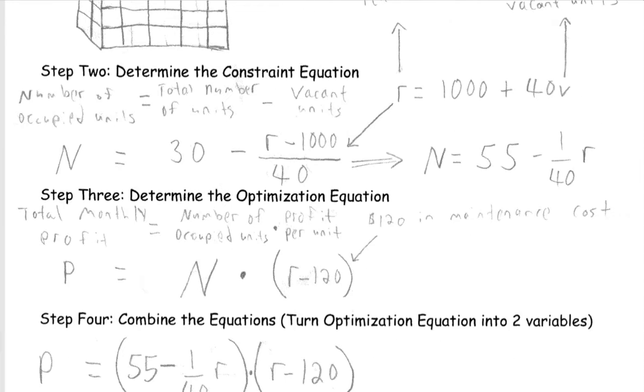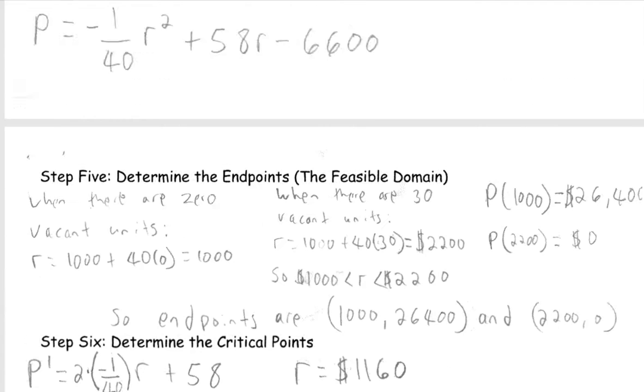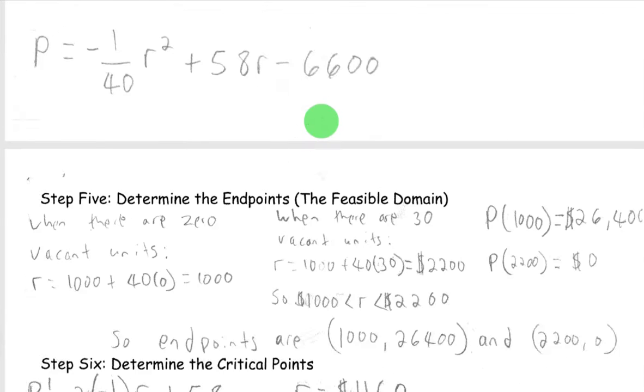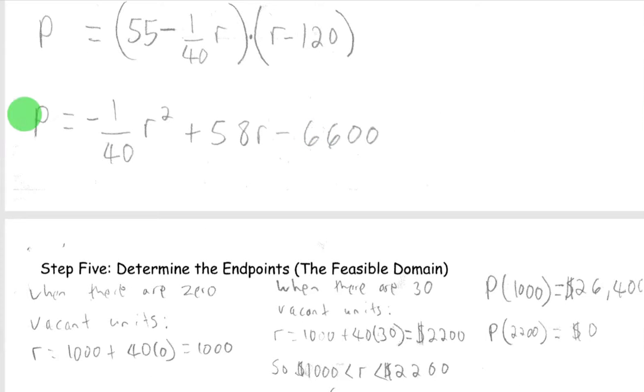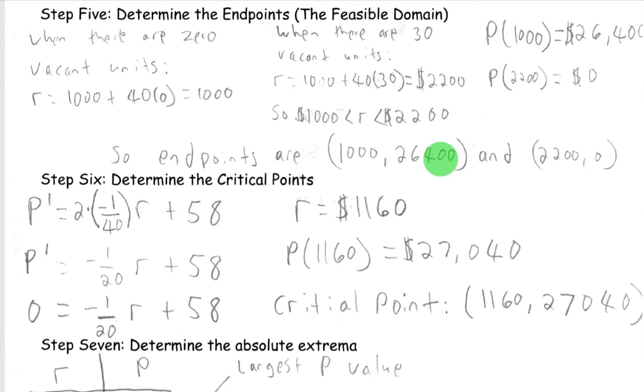All right, let's look at example 3 of an apartment building. We want to maximize monthly profit. In order to do that, again, we need to find the critical points of our formula. In this particular example, here is our formula where our monthly profit is based on how much we charge for rent in this equation, which would be a quadratic, by the way. We find our endpoints. If we charge 1,000, we would make 26,000 a month, and if we charge 2,200 for rent, we're not going to make any money.